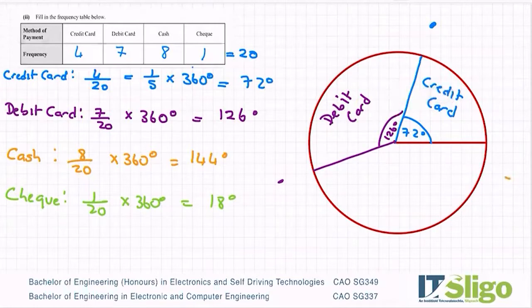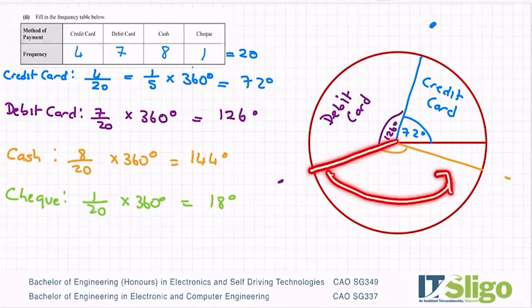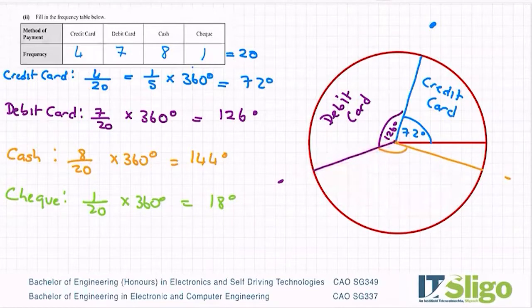So 144 is over here. So join it up. So the purple line was my starting point this time. So this one here was my starting line, and I measured 144 degrees around to that orange line. So I'll turn back my screen so I'm not writing upside down.